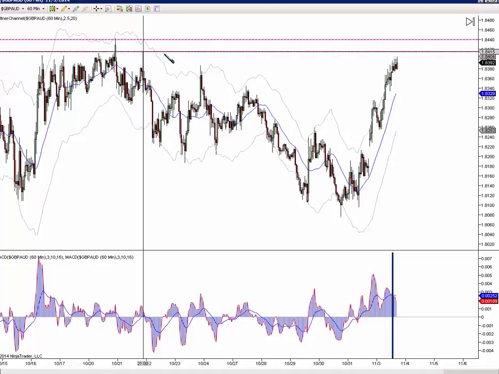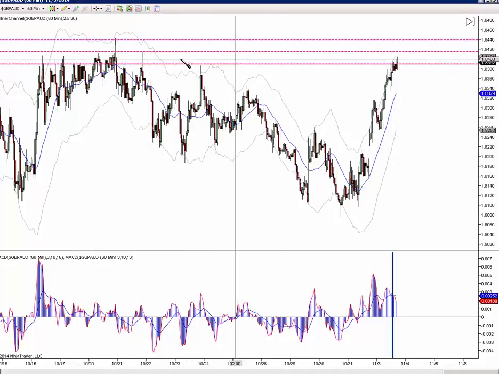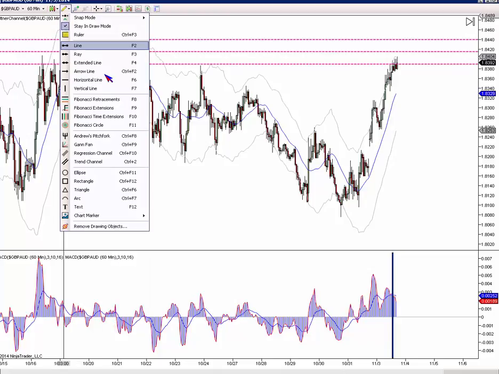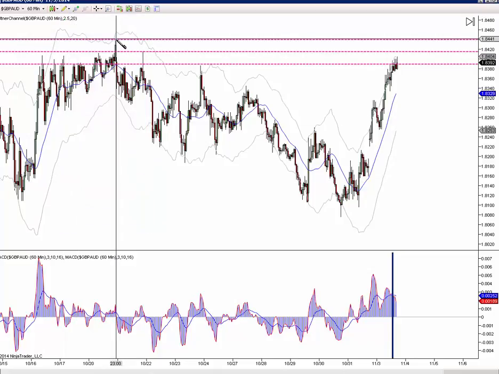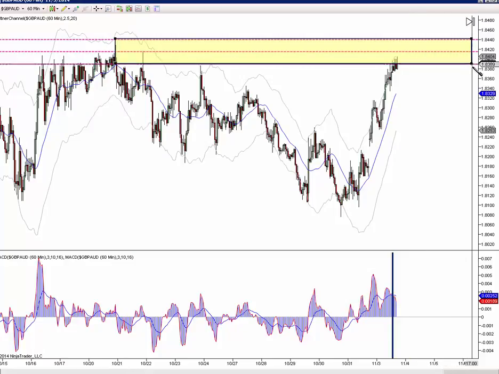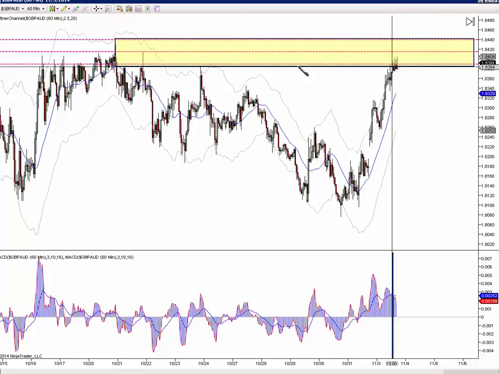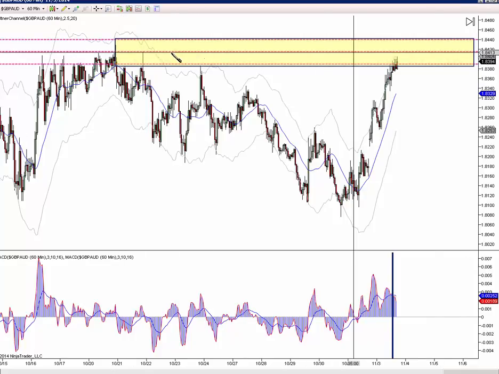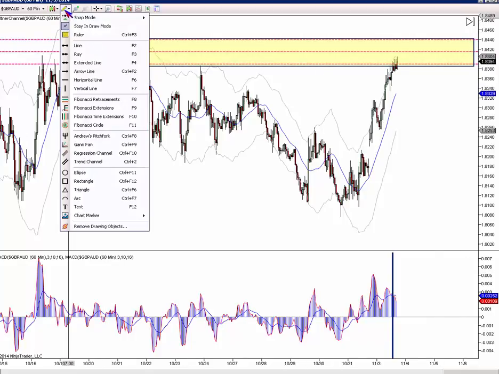All right, we're taking all these little swing highs. You see all those little swing highs? That's where your key resistance is going to be, right there, just like that. That's where your resistance is at. This whole area is resistance. Now we take a couple of other things and add to it.